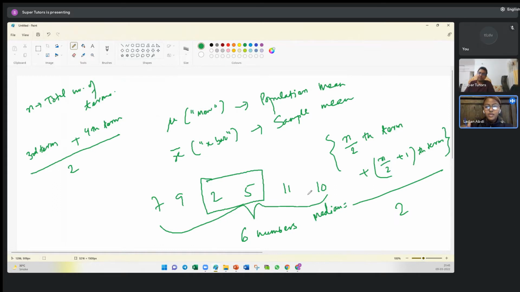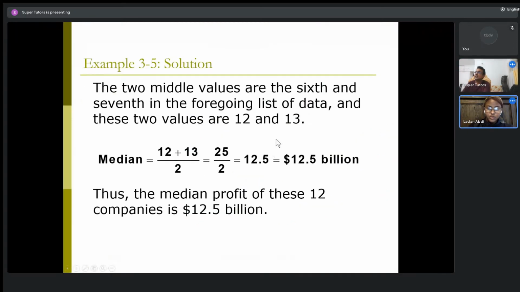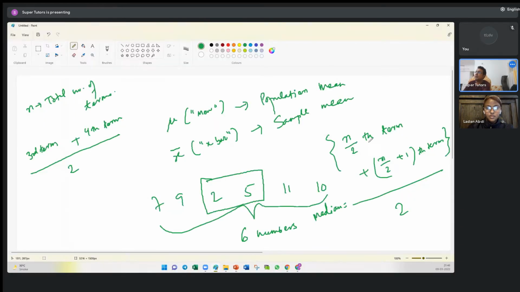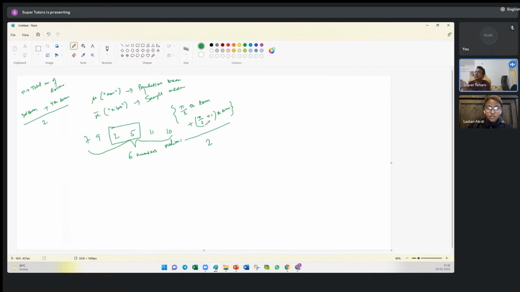You can use the other method as well, right? The other method is the same thing. I'm just giving you a more concrete formula here just to quickly identify the middle two terms. Because if you have like 12 terms here, you will take a minute to figure out that these are the two middle terms. But if you have the formula, n by 2 and the n by 2 plus 1th term, and the average of them. So for 12, how much is 12 divided by 2?